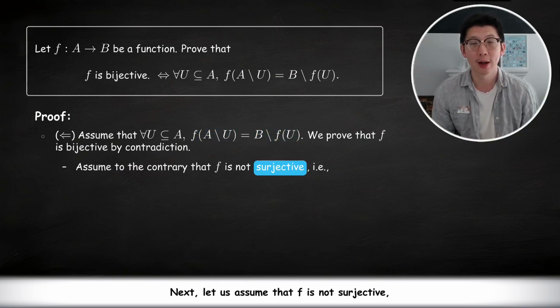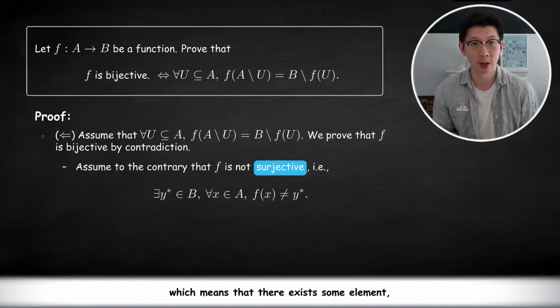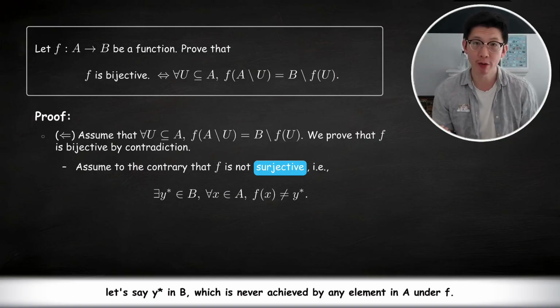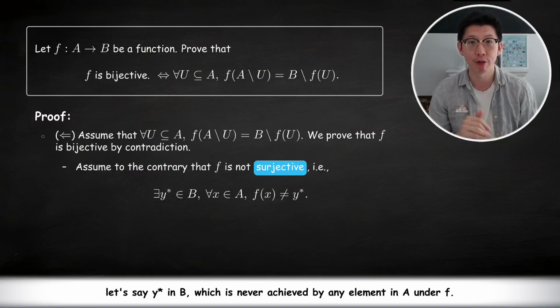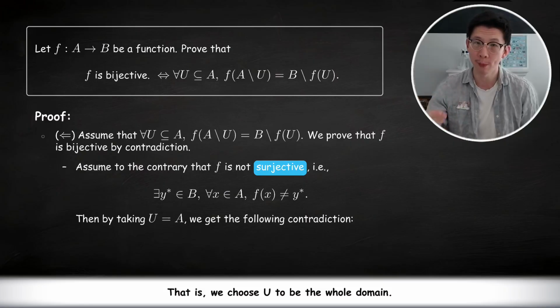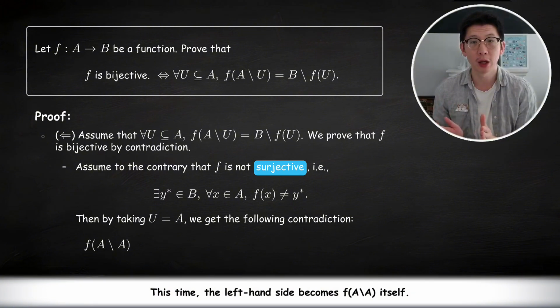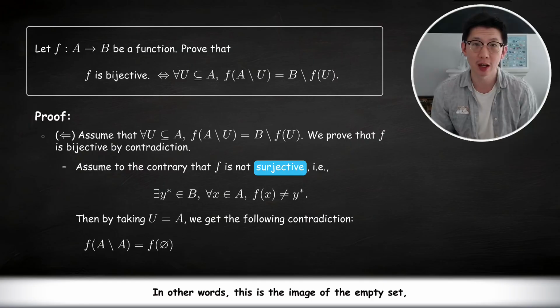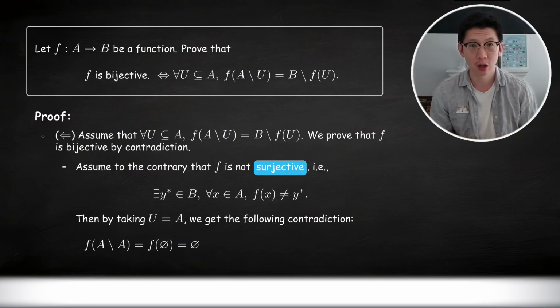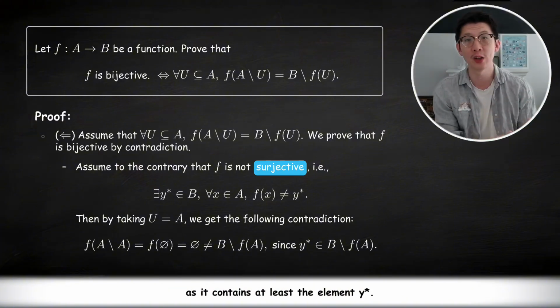Next, let us assume that f is not surjective, which means that there exists some element, let's say y star, in B, which is never achieved by any element in A under f. With this assumption in hand, let us now choose U to be set A itself. That is, we choose U to be the whole domain. Now let us look at the given set identity. This time, the left-hand side becomes f(A \ A) itself. In other words, this is the image of the empty set, which should also be empty itself. Yet the right-hand side is clearly not empty, as it contains at least the element y star.